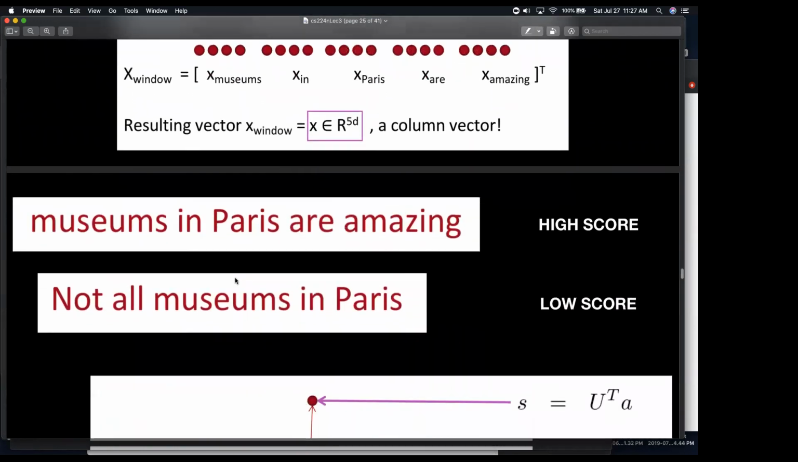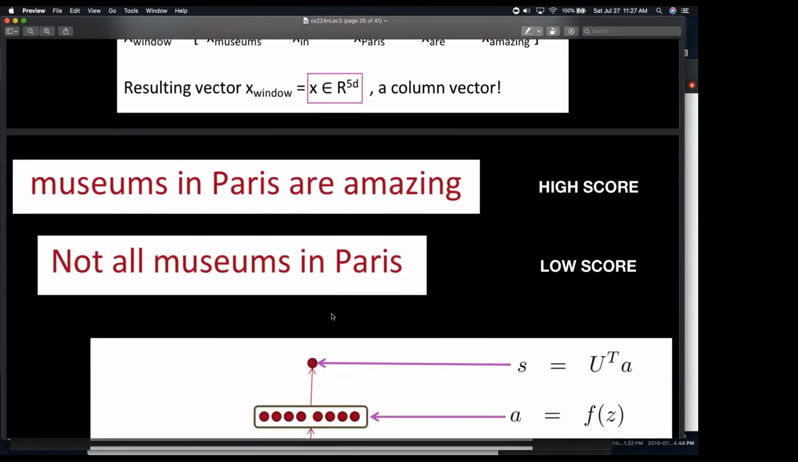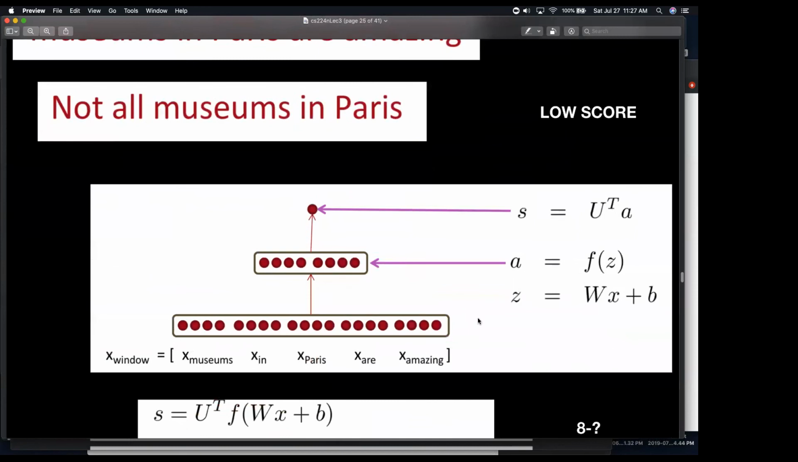So this is what the end scenario was, where you have Paris in the middle of the sentence. You want to give this a high score. Now if you look at this sentence, "not all museums in Paris", this Paris is not in the center with respect to the context word, so you want to give this a low score. And this is again treating it in this neural network approach that we've been talking of.